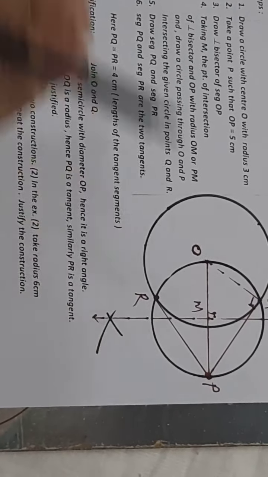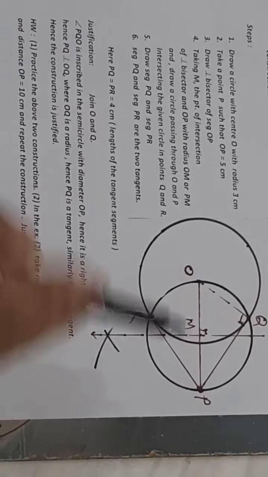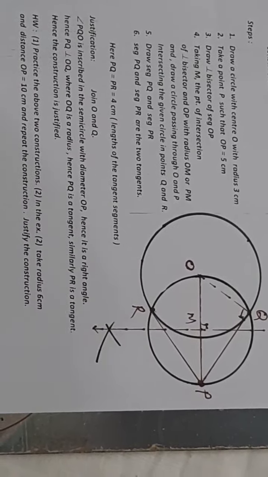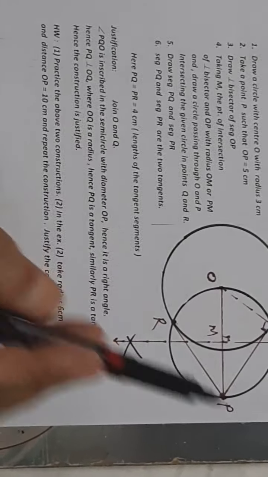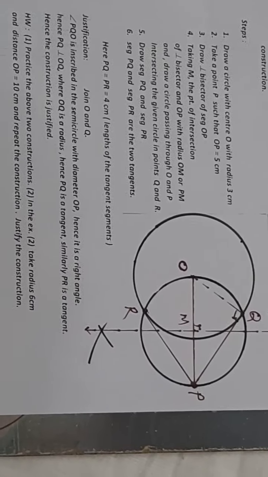So this is called justification, which means we have to show that this is a 90 degree angle and this is also a 90 degree angle. So this is justification. Justification carries 1 mark. 3 marks per construction and 1 mark per explanation.